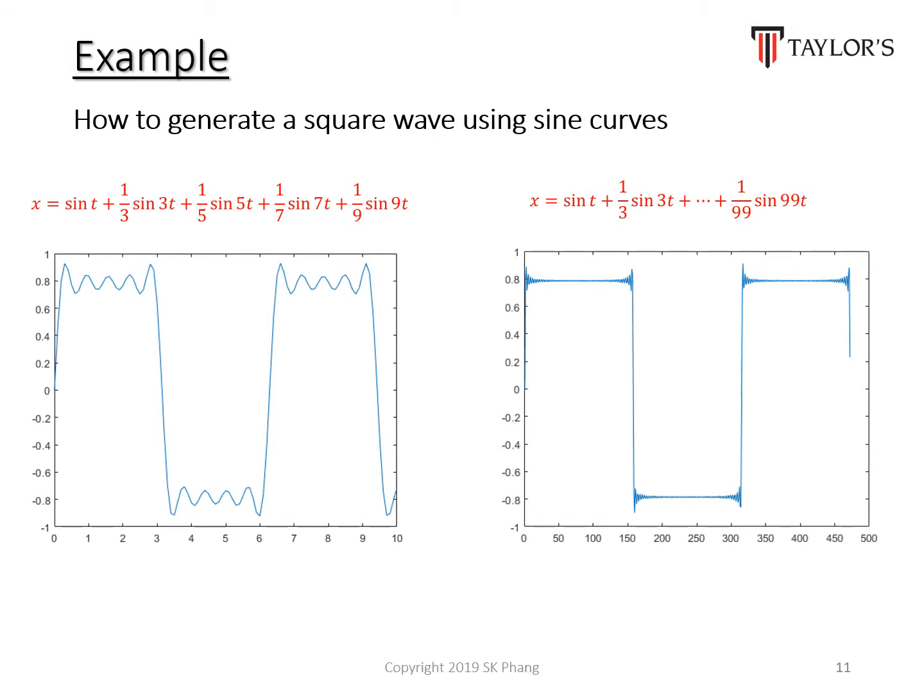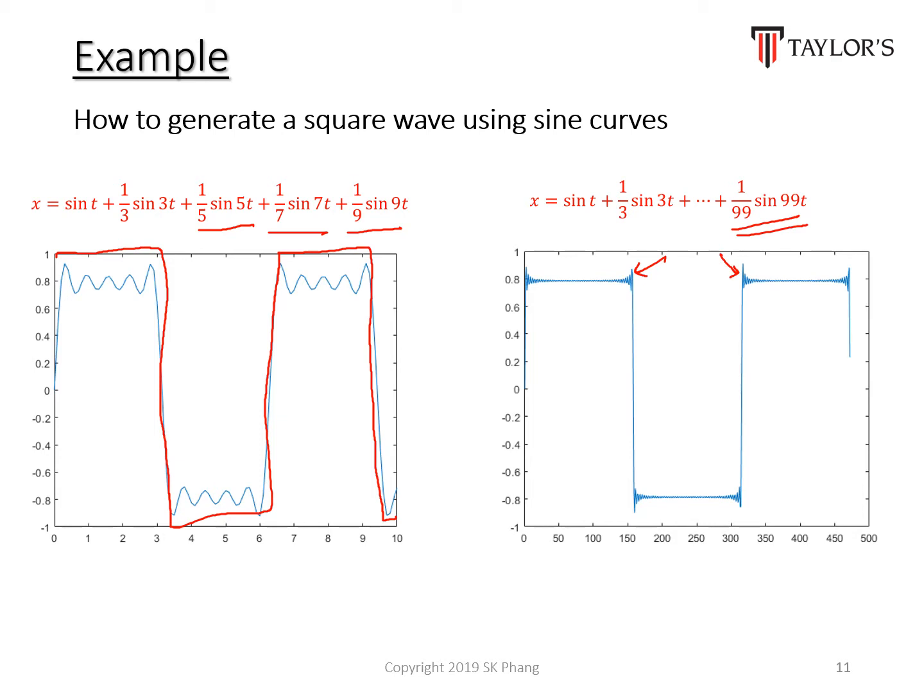And then I add even more sine wave into it: 1/5 of sine 5t, 1/7 of sine 7t, 1/9 of sine 9t. And it becomes more and more like a square wave itself. So the square wave should look like this. So it becomes more and more like the square wave. And as I simulate it all the way until 99 sine 99t, you can see that it is exactly a square wave now.